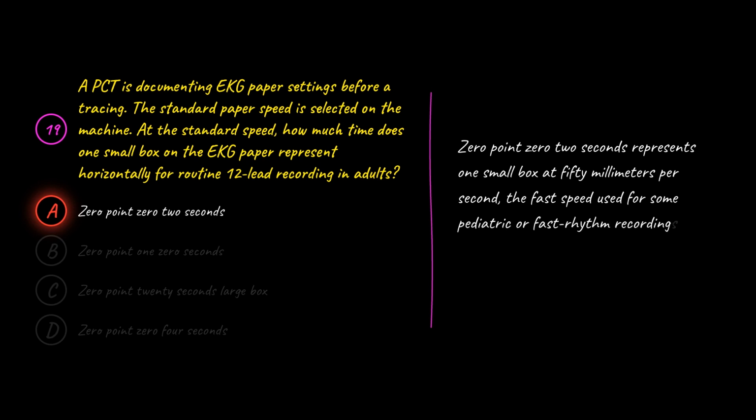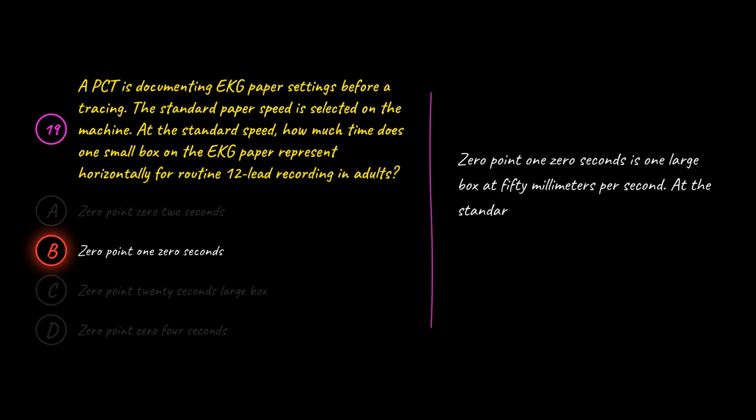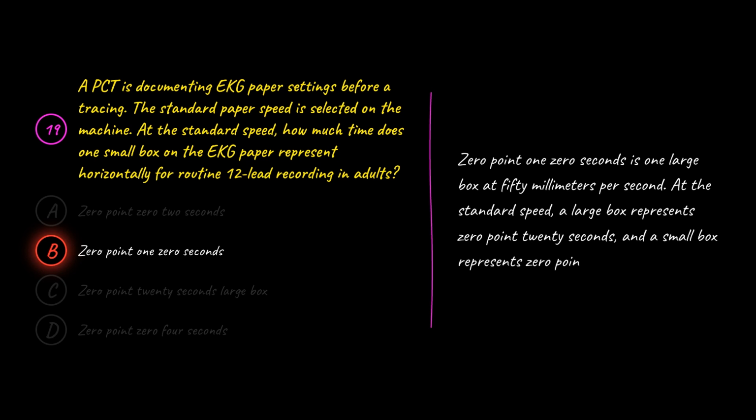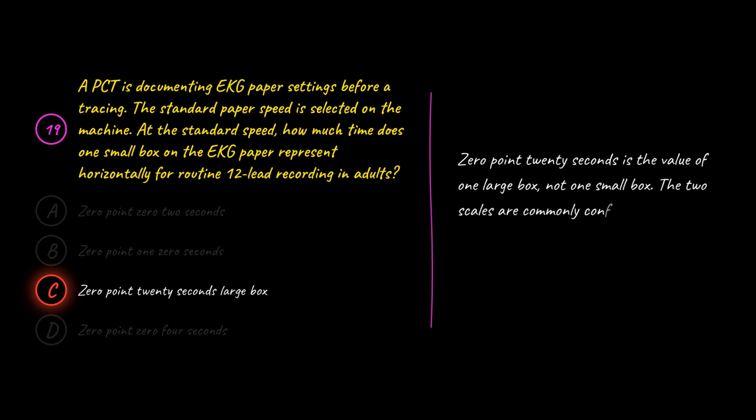It is not the value at the standard 25 millimeter per second paper speed. B is wrong because 0.10 seconds is one large box at 50 millimeters per second. At the standard speed, a large box represents 0.20 seconds, and a small box represents 0.04 seconds. C is wrong because 0.20 seconds is the value of one large box, not one small box. The two scales are commonly confused, and the small box represents 0.04 seconds at the standard paper speed.